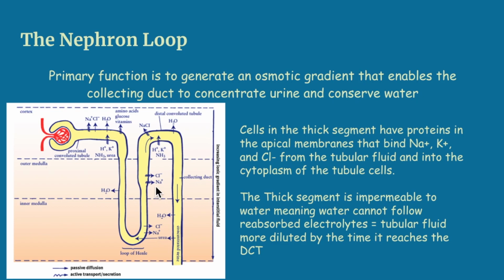So when I said the primary function is to generate an osmotic gradient, the nephron loop reabsorbs all those solutes, including urea, which generates the very salty and very high osmolarity medulla, which helps the collecting duct reabsorb water. The thick segment is impermeable to water, meaning water cannot follow the reabsorbed electrolytes, which equates to the tubular fluid becoming more diluted by the time it reaches the distal convoluted tubule. So just remember, there are different parts of the nephron loop: the descending limb is permeable to water and impermeable to solutes, but the ascending limb is impermeable to water and permeable to salts.